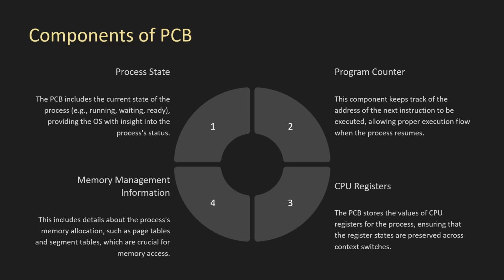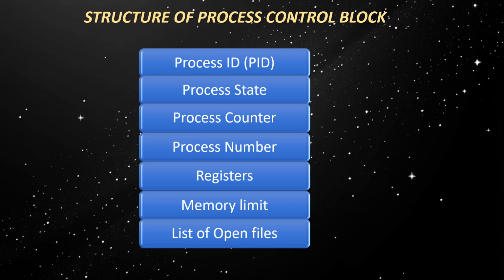In the next slide, there is the structure of the process control block. In the previous slide, we discussed the components of the process control block. In this slide, we discuss the structure of the process control block, PCB, which contains process ID, PID, process state, program counter, process number, registers, memory limits, list of open files, and others.